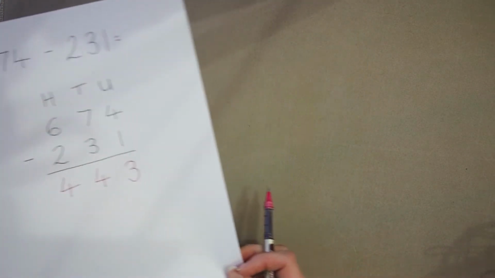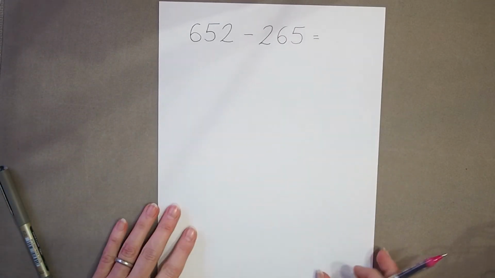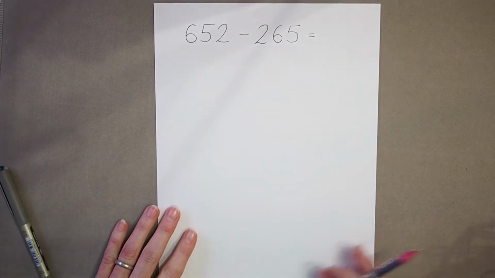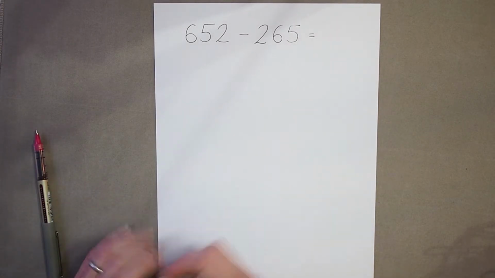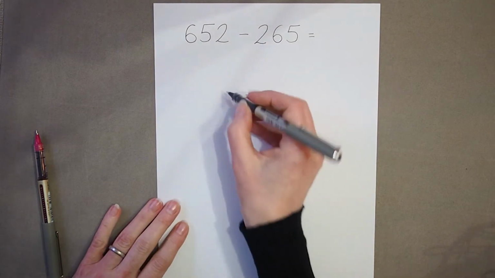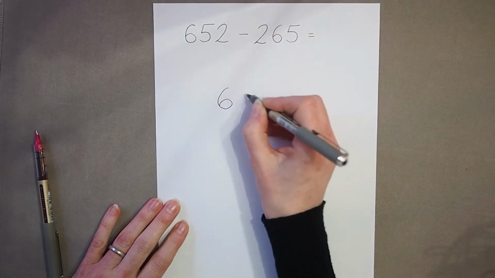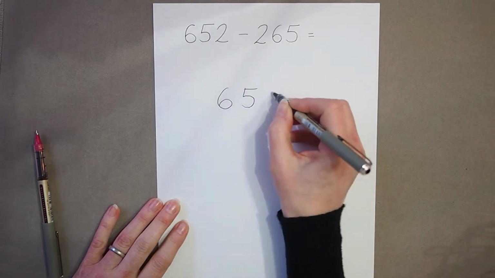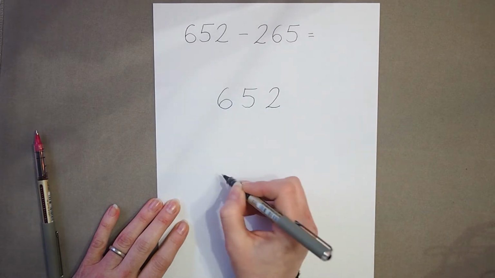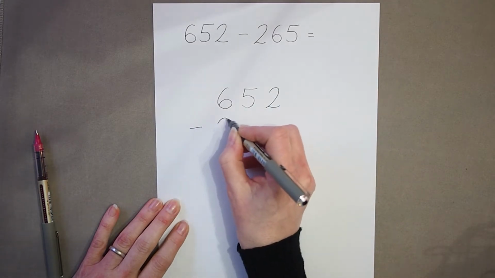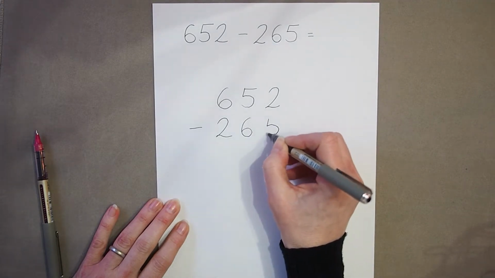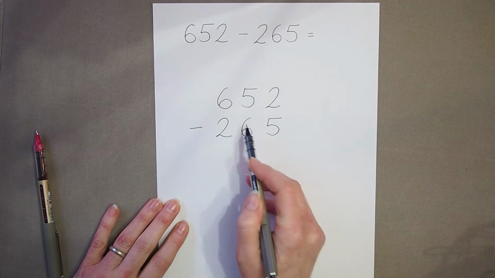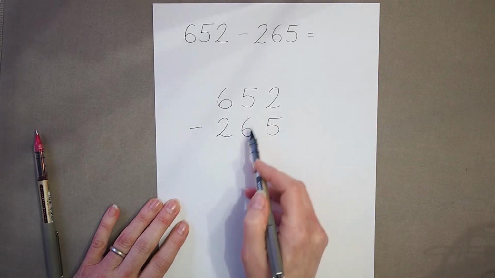Slightly more complicated is where we need to regroup or exchange some of our digits. So this time I have 652 subtract 265, and again I'm making sure that my units, tens and hundreds all line up.